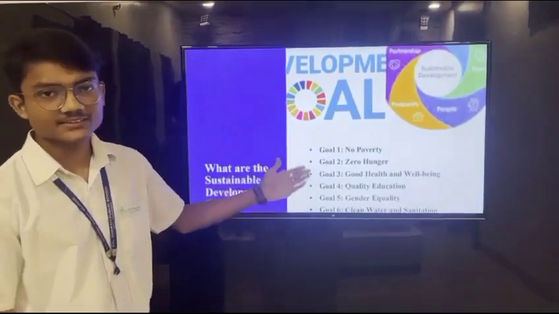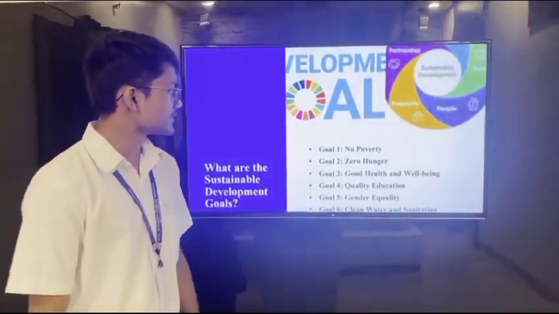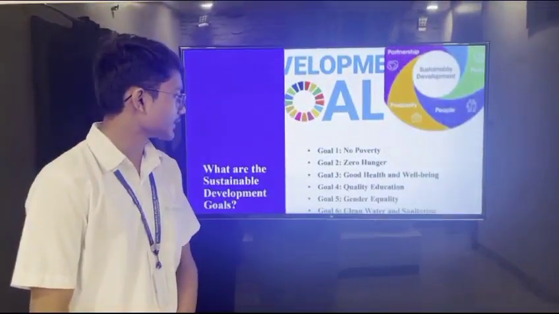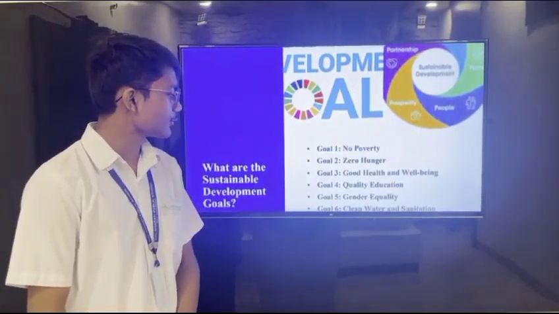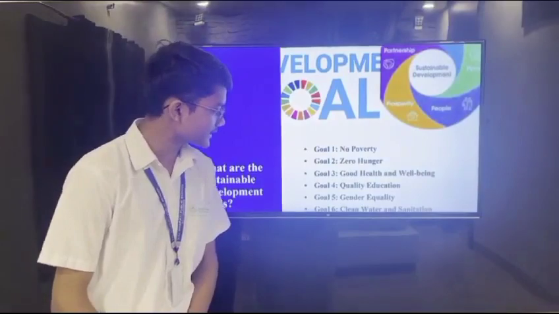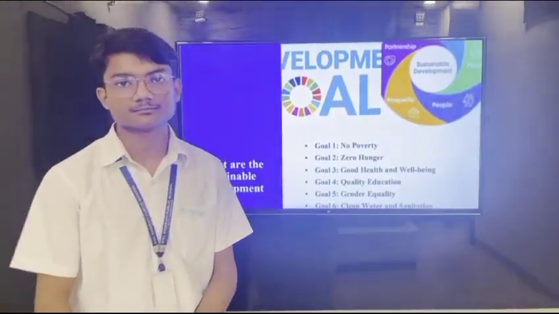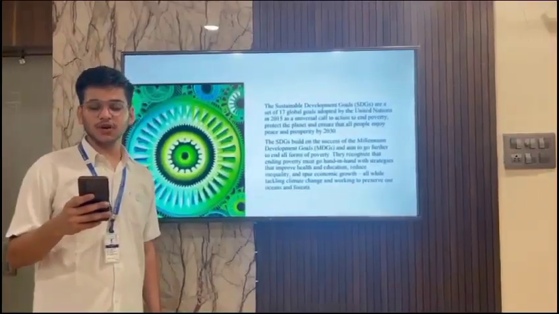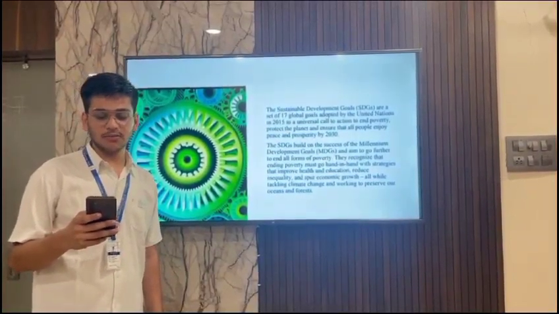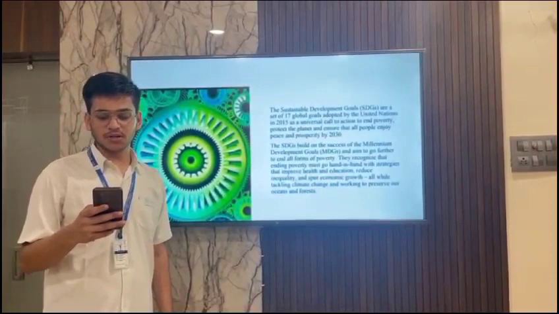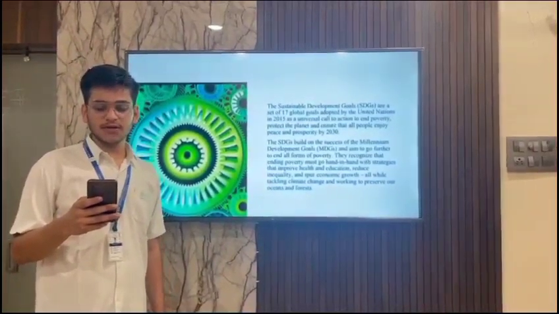So here we have 6 goals: goal first is no poverty, goal second zero hunger, goal third good health and well-being, goal fourth quality education, goal fifth gender equality, and goal sixth clean water and sanitation. Look at the first slide, which says what the Sustainable Development Goals are exactly. As you may have guessed, development goals are the goals which allow us to attain sustainable development.